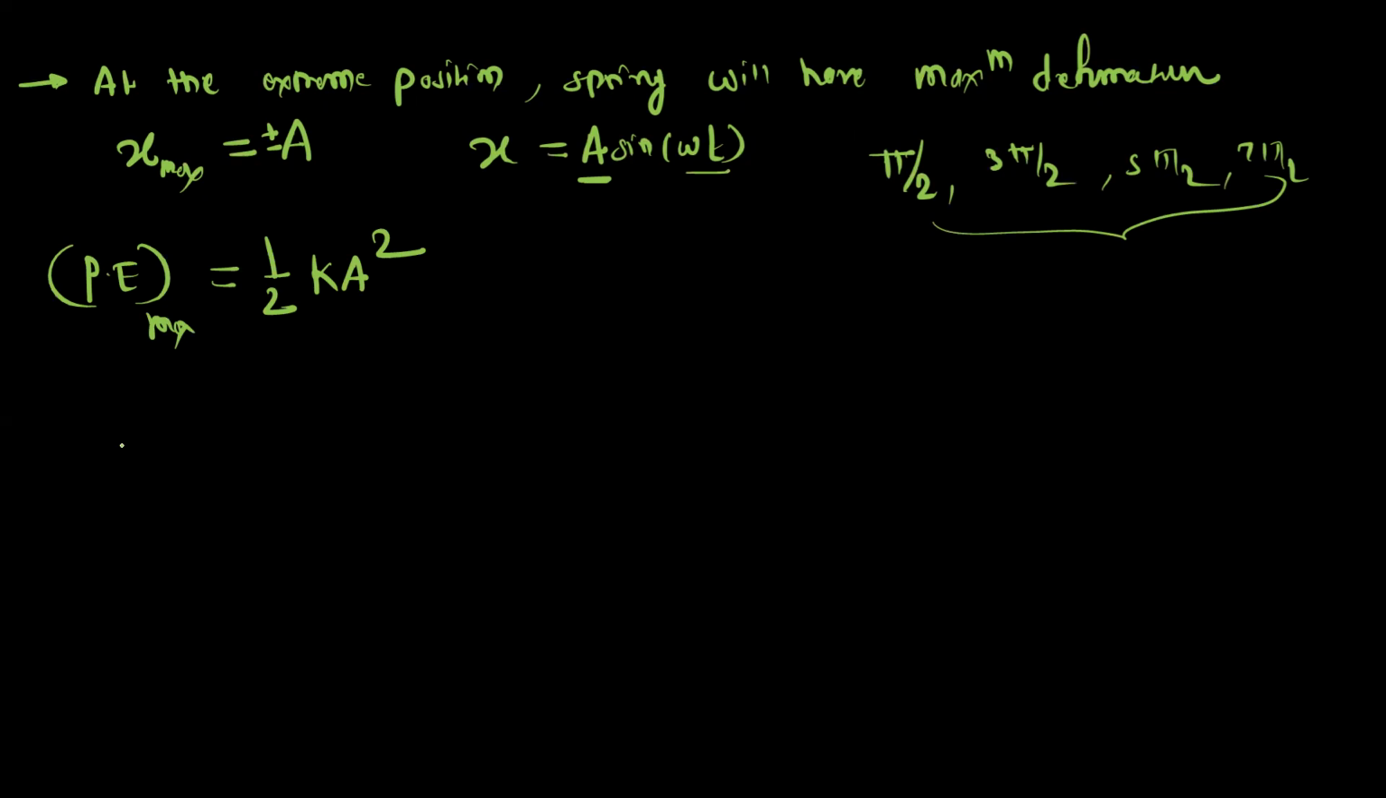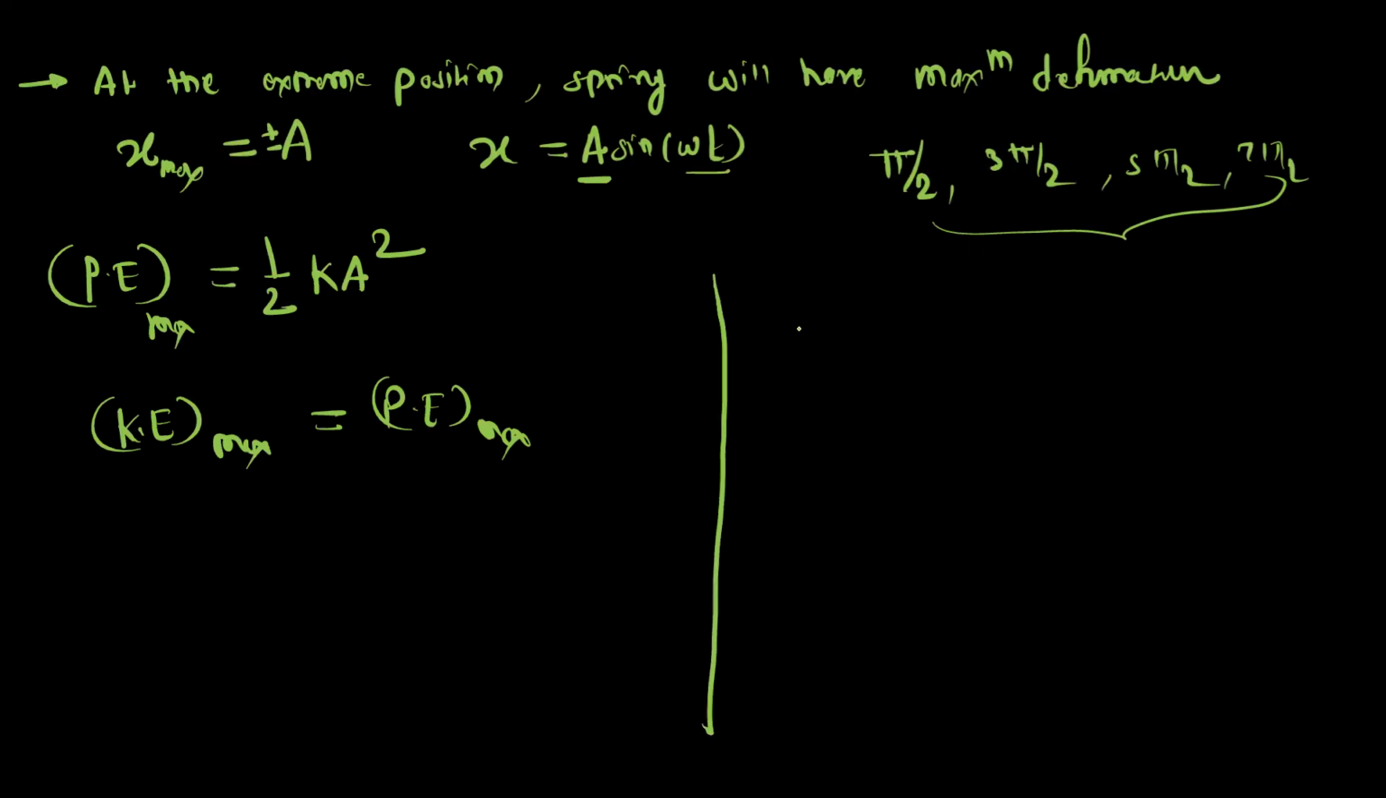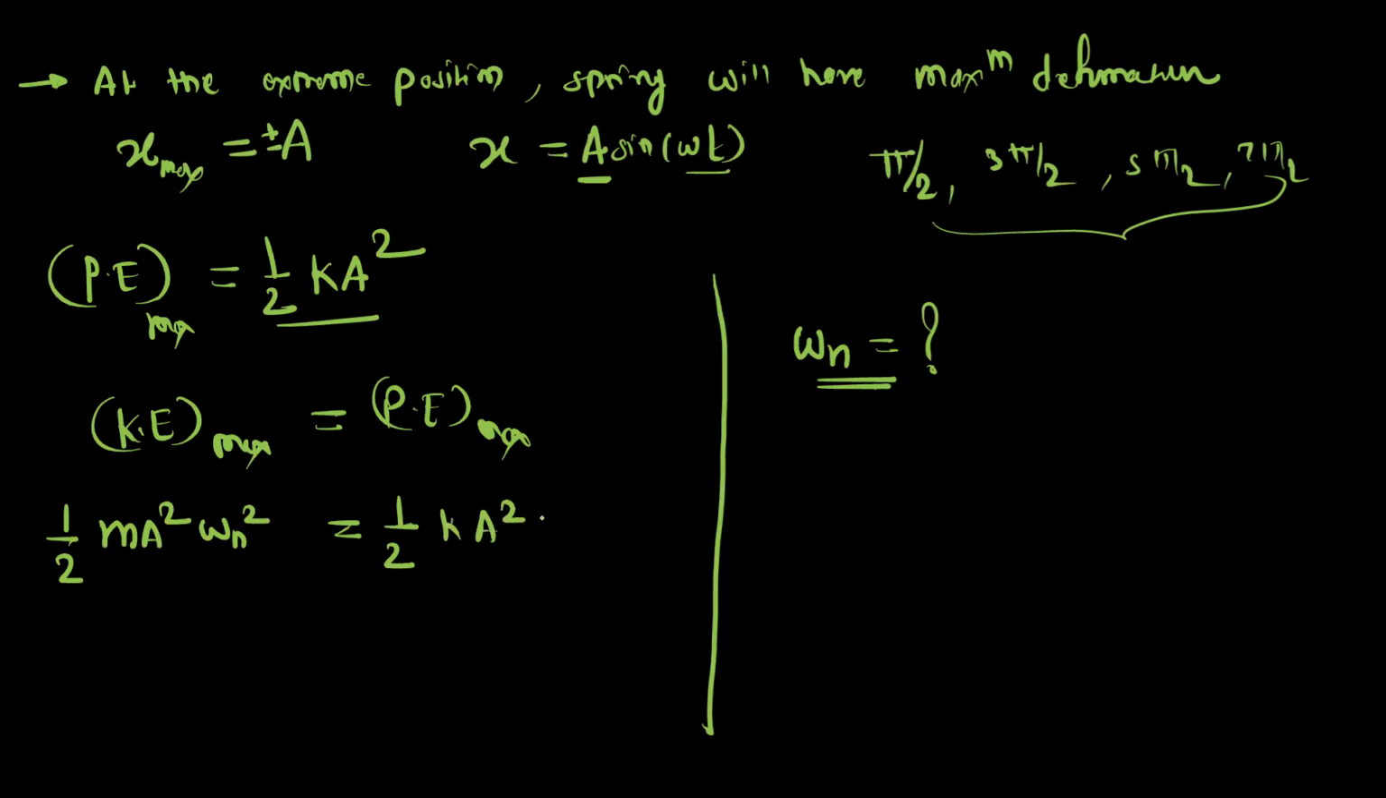Now equate both the equations. Kinetic energy maximum is equal to potential energy maximum. Our aim is, by using this method, to find the natural frequency equation for this simple spring mass system. So kinetic energy maximum is 1 by 2 m A square omega n square. This is equal to 1 by 2 k A square.